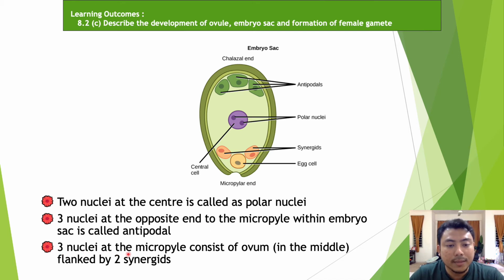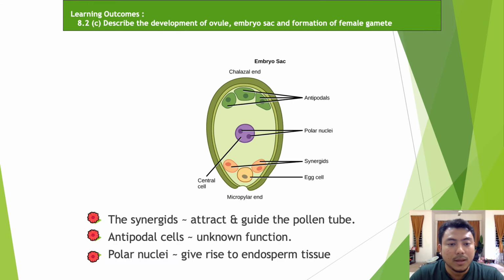The 3 nuclei at the micropyle consist of the ovum, the one in the middle, which is the egg cell, flanked by 2 synergids. Maksudnya diapit oleh 2 synergid cell. The synergids will attract and guide the pollen tube. So the function of the synergid cell ni dia akan menarik ataupun attract the growth of the pollen tube yang keep on growing tu tadi untuk pergi sampai ke sini. For the antipodal cells, until now the function is still unknown. Still unclear what the direct functions of these 3 antipodal cells are.